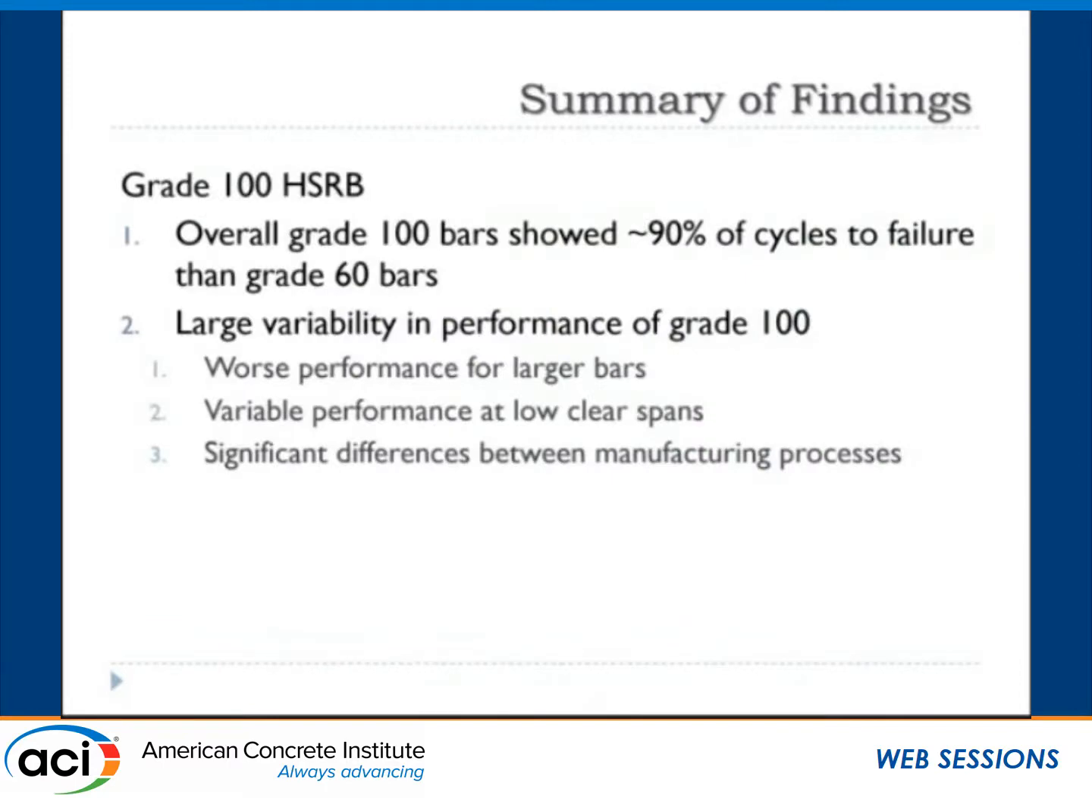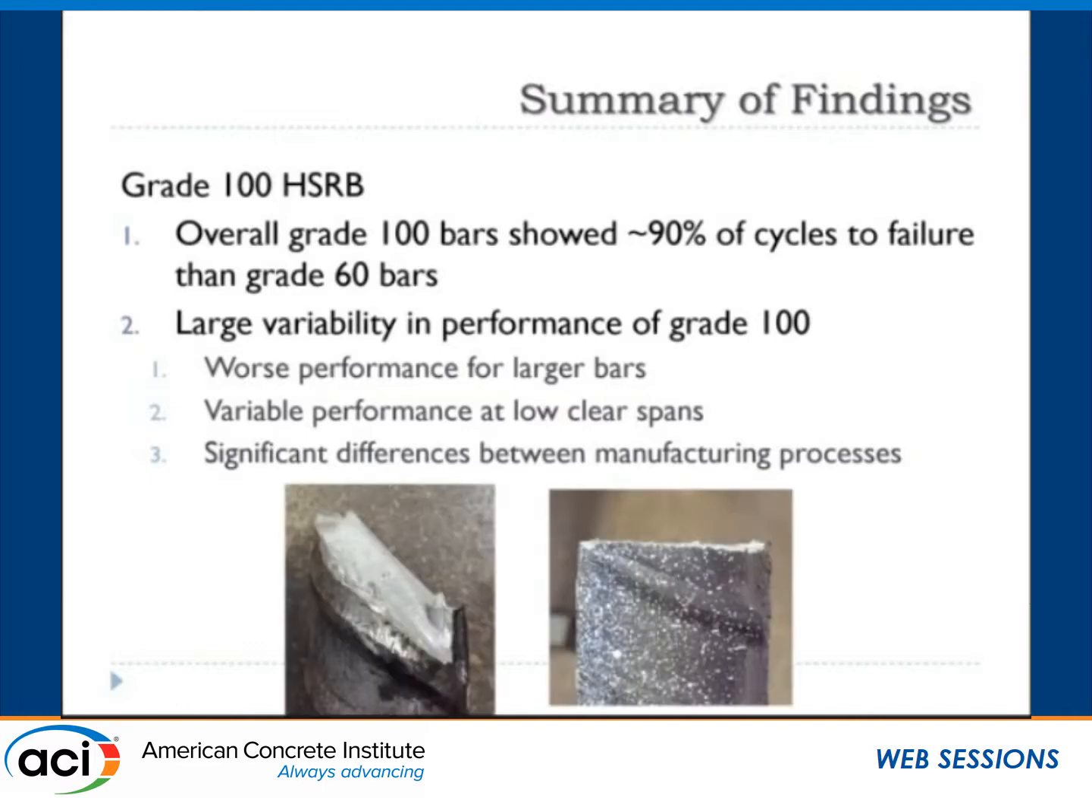So summary of findings from that study is, well, the good news was that the grade 100 bars we tested had about 90% of the cycles to failure of the grade 60 bars we tested, which was really good news. So they're fairly equivalent. However, the not so good news at that point was that there was a very large variability in the grade 100 performance. We had worse performance for larger bars, we had a very variable performance at lower clear spans, and we saw significant differences in the manufacturing process where we had some failure modes that were very different.